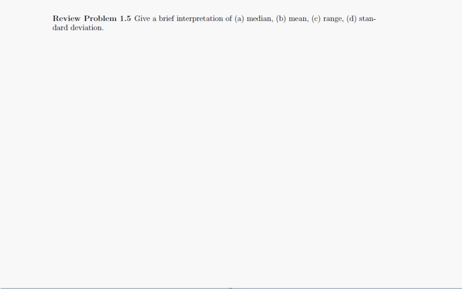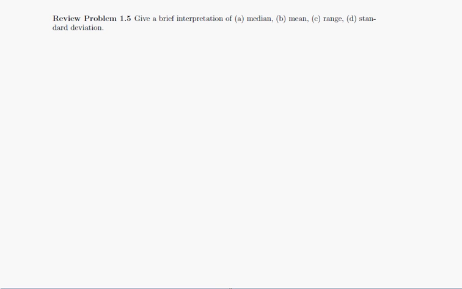We now consider this, again, conceptual problem about interpreting the median, the mean, the range, and the standard deviation. The median is basically going to be the middle number, or if there are two numbers in the middle, the average of the two middle numbers, as we saw in problem 1.4. The mean is going to be, well, you know the definition, just add them up and divide by the number of entries. That's just kind of a balance.